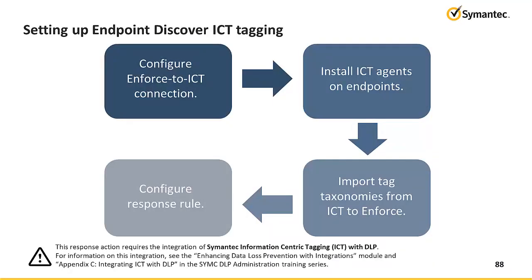Customers who integrate Symantec DLP with Symantec Information-Centric Tagging, or ICT, can apply ICT classification tags to confidential files identified during an Endpoint Discover scan. This figure shows the high-level steps for configuring the integration and creating the response rules. First, configure the Enforce to ICT connection, install ICT agents on all appropriate endpoints, import the tag taxonomies from ICT to Enforce, and then configure response rules. For more details on this integration, please see the Enhancing Data Loss Prevention with Integrations module later in this course.